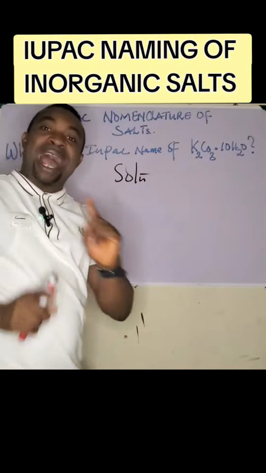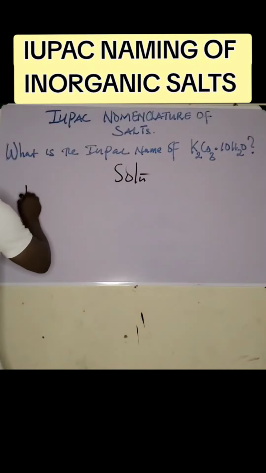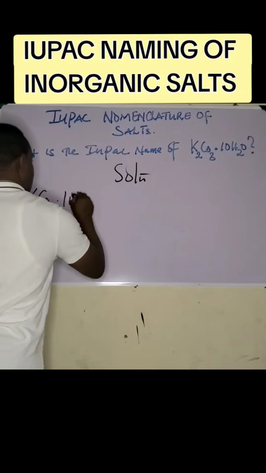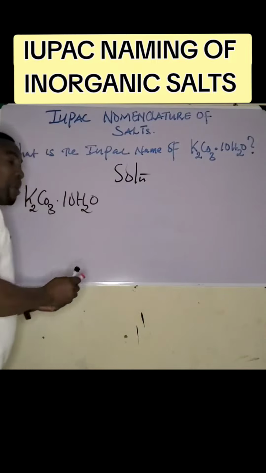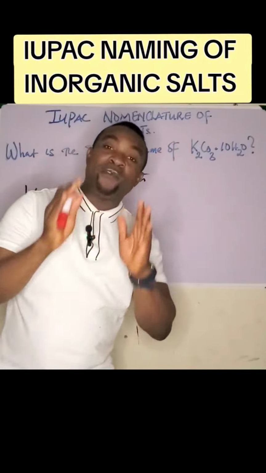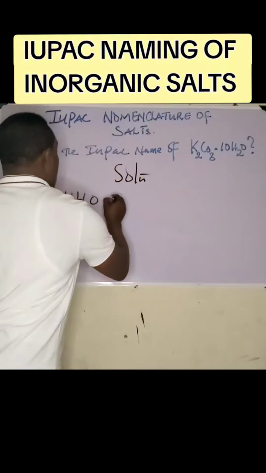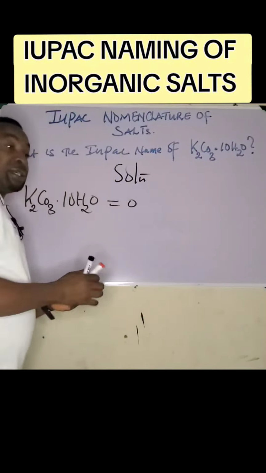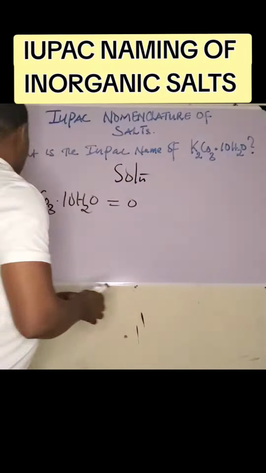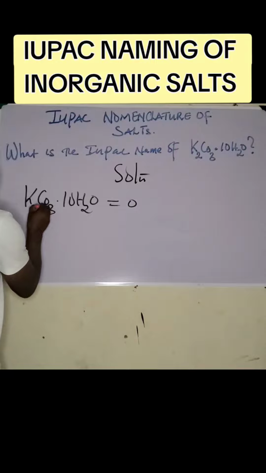And one thing we should have at the back of our mind is this compound is a neutral compound. Because of that reason, the sum of oxidation number of all the elements in this compound will be equal to 0. This is the first rule. And the second rule is for you to determine the oxidation number of the central element.